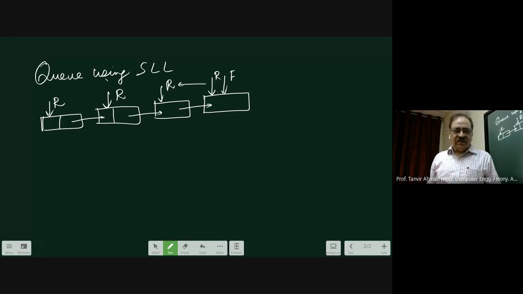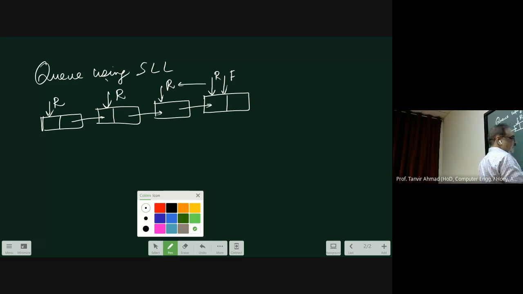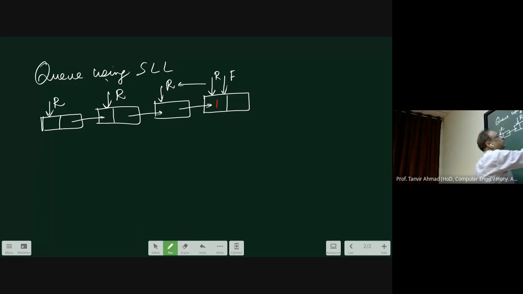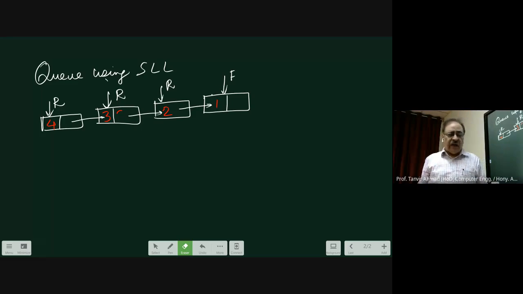Now deletion. Deletion will be a little tricky, because you want to delete the element over here, you have to delete this element. Suppose this is 1, this is 2, this is 3, this is 3, and this is 4. Now if you delete 1, you have to come to 2. But to come to 2, you have to again perform the traversal. So what will happen is that it cannot be done in order of one time.